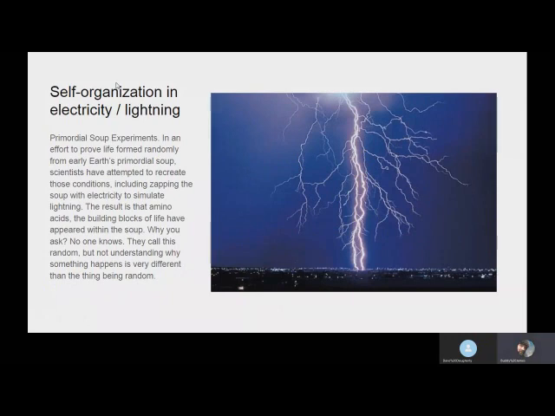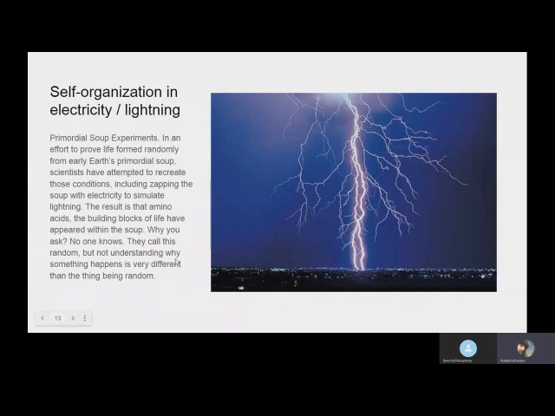Is there information in lightning? Are there nutrients in thunder? Self-organization in electricity and lightning. Primordial soup experiments were an effort to show life formed randomly from early Earth's primordial soup. Scientists have attempted to recreate those conditions, including zapping the soup with electricity to simulate lightning. The result is that amino acids, the building blocks of life, have appeared within the soup. Why, you ask? No one knows. They call this random, but not understanding why something happens is very different than the thing being random.